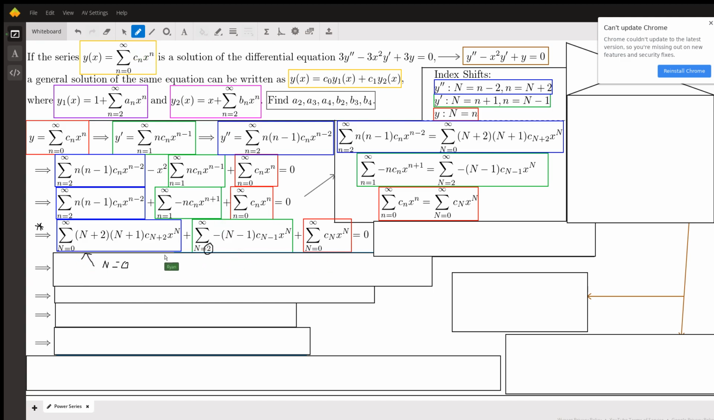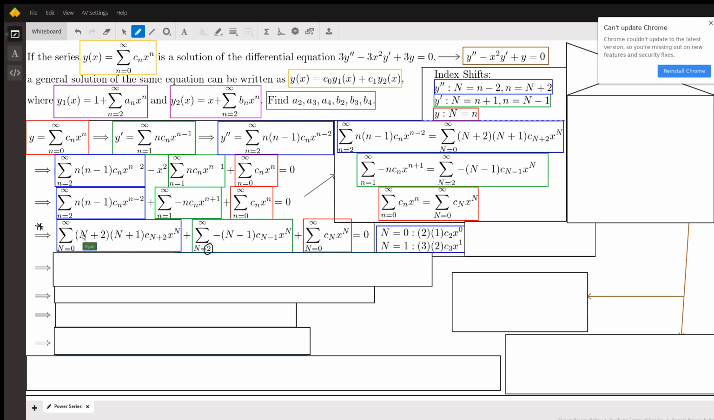Let's actually calculate what we get when we plug in 0 and 1 for n. In the blue sum, if we plug in 0 for n, we get 2 times 1 c2 x to the 0. And if we plug in 1 for n, we get 3 times 2 c3 x to the 1.